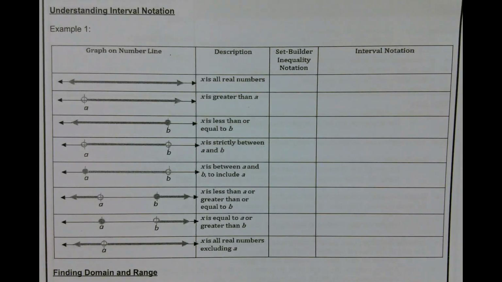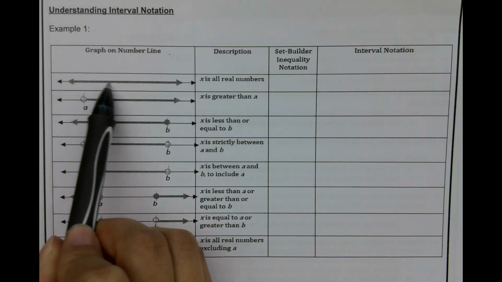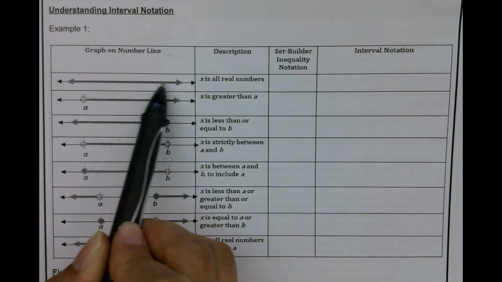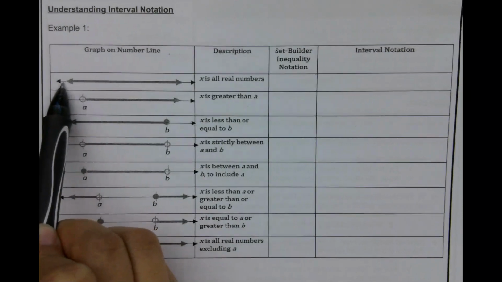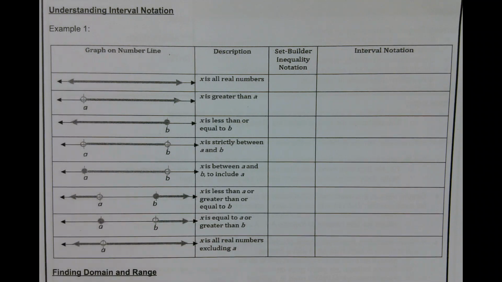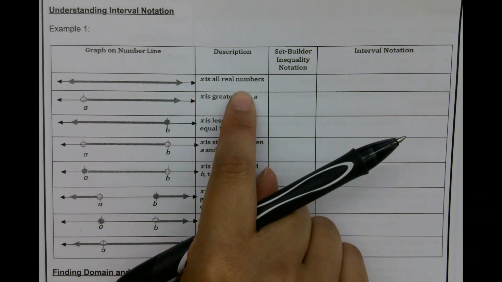Here we have a graph, and you can see that all of the numbers in the graph are included. This arrow shows that it's going to go to the right forever, it's going to go to the left forever, and it's shaded to show that everything in between is included. If we were to describe it, we would say x is all real numbers.